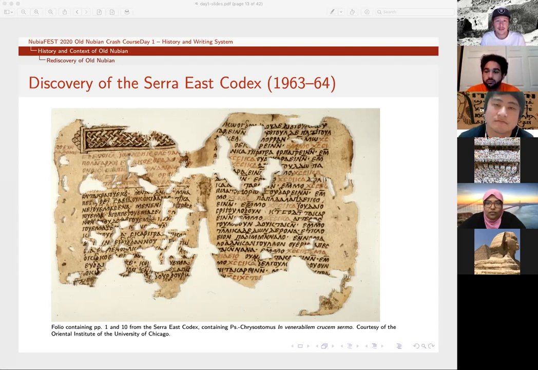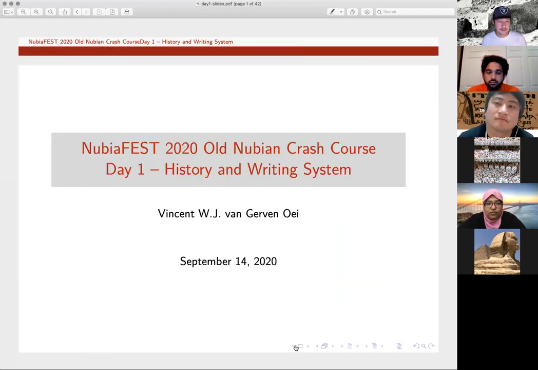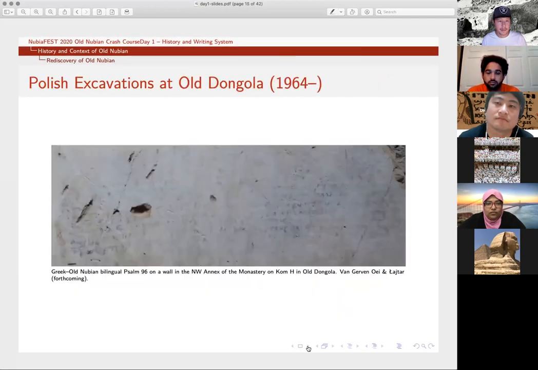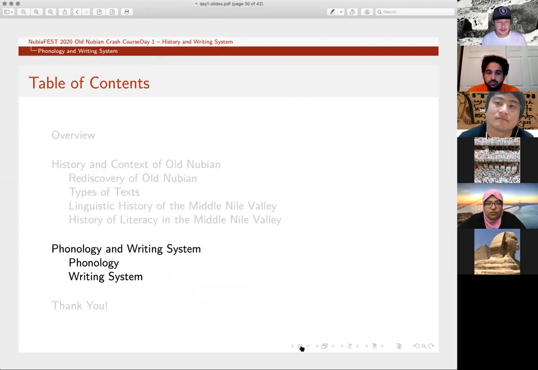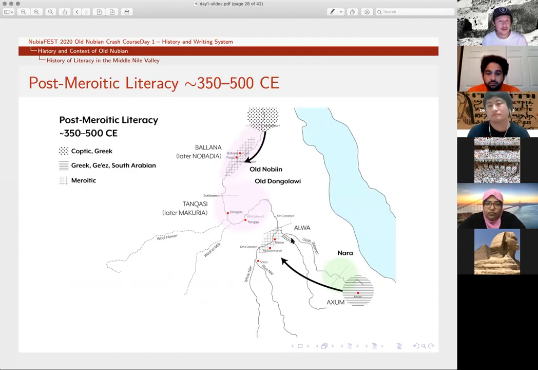It is already difficult to establish that in the area of Nobadia and Makuria, probably Nobadia, as that is where Meroitic texts are also found. It is nearly impossible to establish anything with any certainty in what is Alwa, and I can put up the map again. Here. Right. So I put a question mark, right? So we don't know exactly how this developed. We know that Meroitic was written there because we have Meroitic texts. We know actually also that Greek was written here.